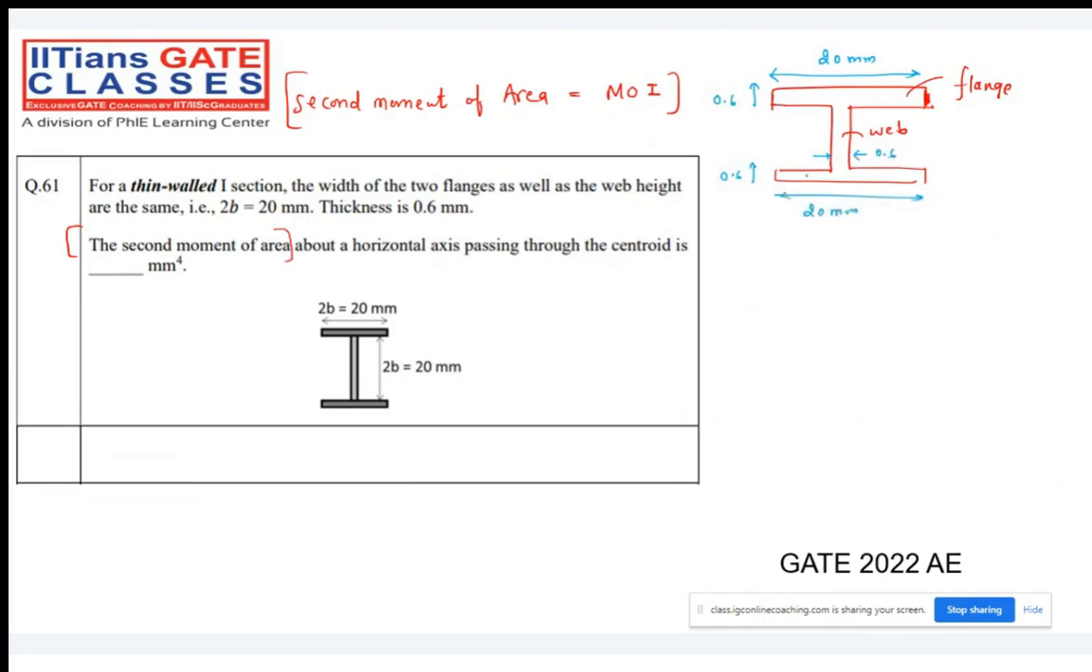What we need to find, my friend, is the moment of inertia about the horizontal axis which is passing through the centroid. About this XX axis, we need to find the moment of inertia, IXX. Try that one.